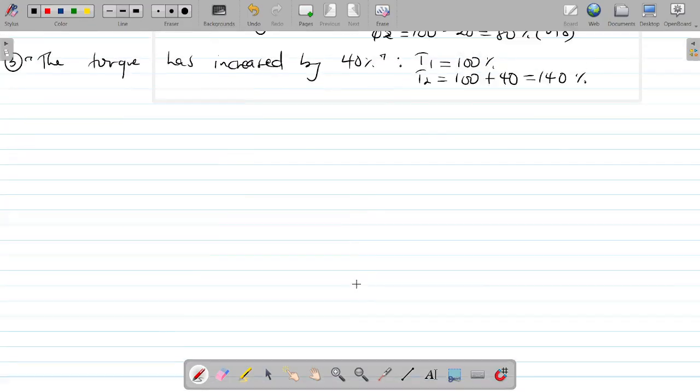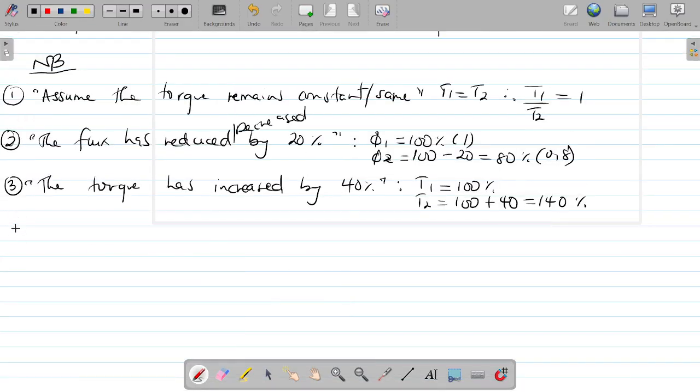Which other conditions? We have number 4. The speed has been halved. If they're saying the speed is halved, it is the original speed which has been halved. So you're saying N2 equals 1 over 2 times N1.